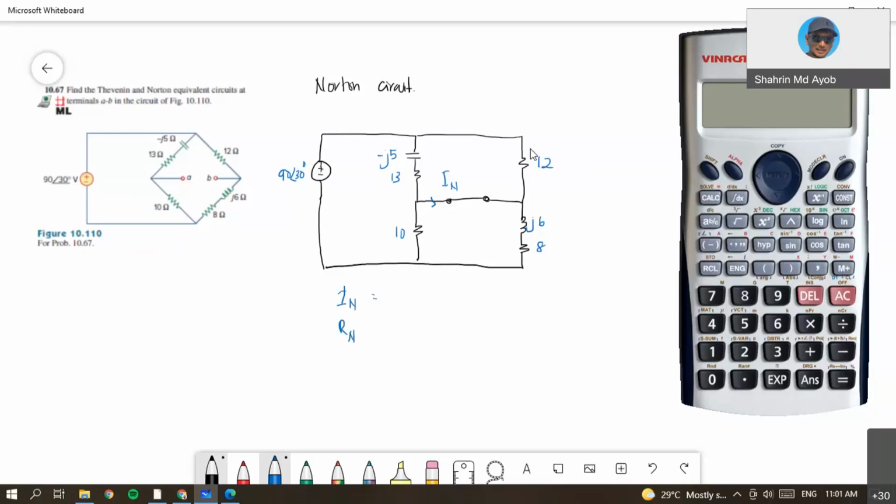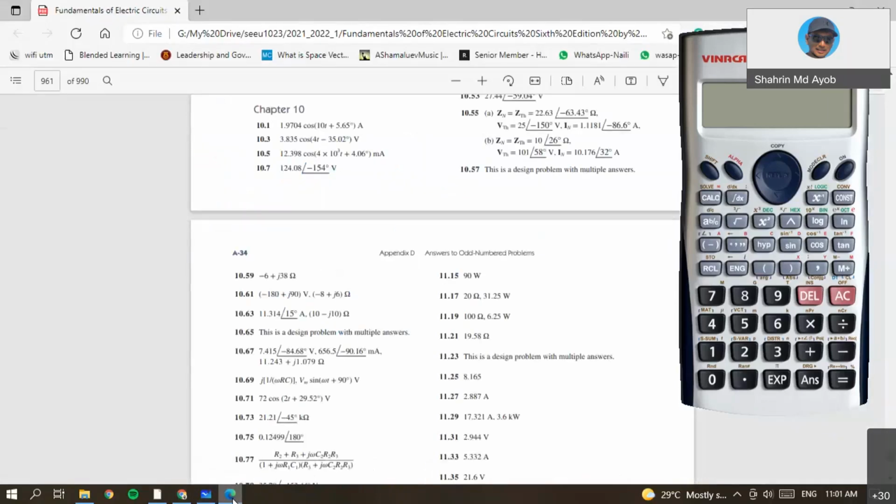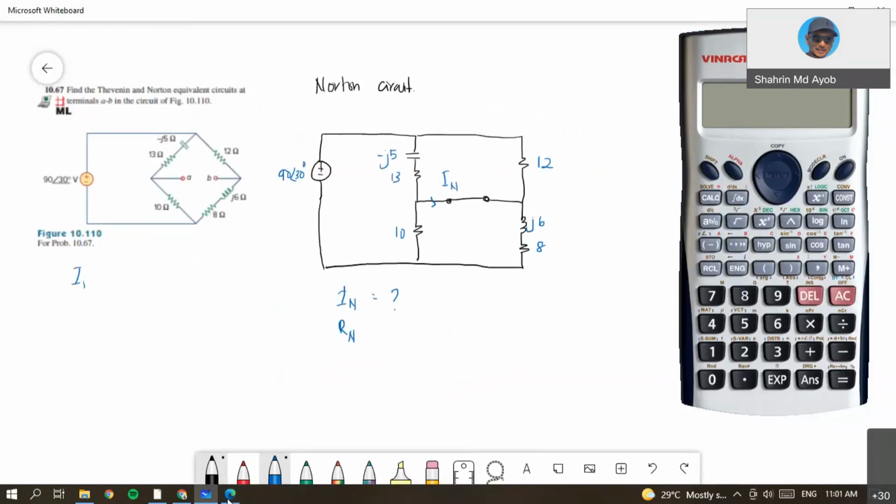Whether you can get these values IN, because by using the Thevenin circuit and then transforming, you should get around, I don't remember the value, which is 656.5 from the source transformation. 656.5 with an angle of negative 90 degrees milliampere. Okay, this is actually after the source transformation.